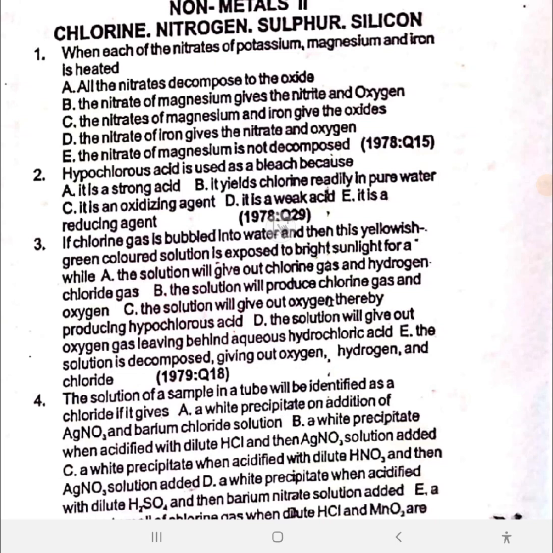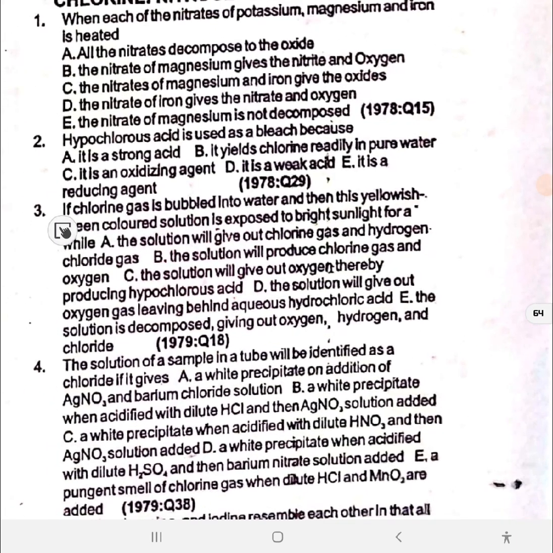So let's go to the question again. Number 2, hypochlorous acid is used as a bleach because it's an oxidizing agent. Don't forget, it's an oxidizing agent, so oxidation actually happens. Number 3, if chlorine gas is bubbled into water and then this yellowish green colored solution is exposed to bright sunlight for a while, what will happen? This question is similar to question 2. The solution will give out oxygen gas, leaving behind aqueous hydrochloric acid. Number 3 is option D.